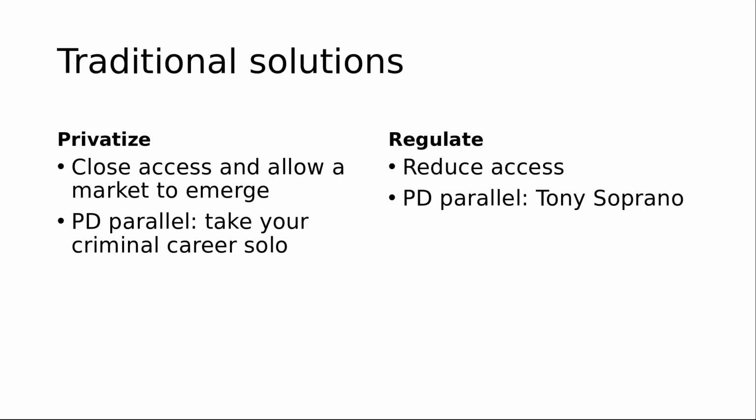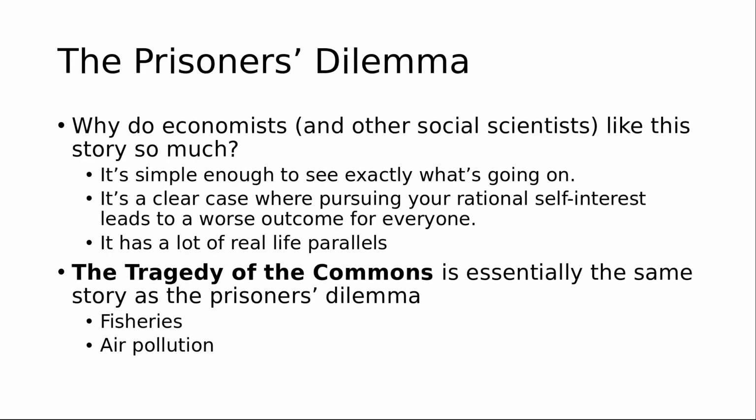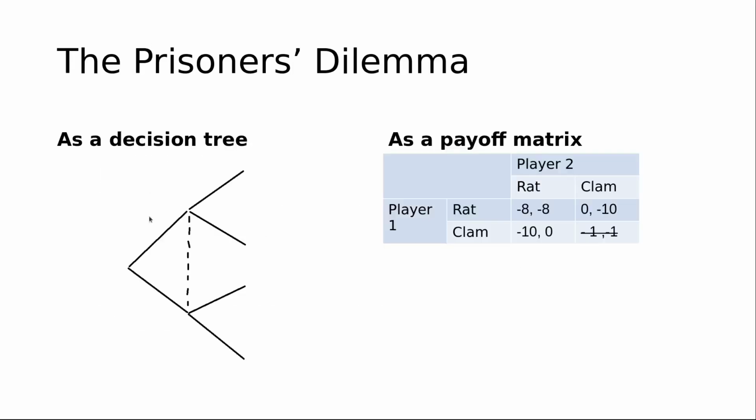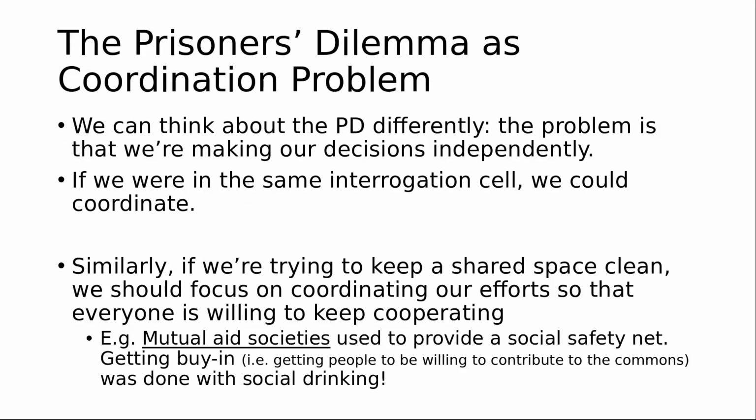Now, another way we can think about what's going on with these prisoner's dilemma type problems is as a situation where we have these incentives leading us to the bad outcome, even though we'd like to be at the good outcome. What we need is to coordinate. So the prisoner's dilemma as a coordination problem is a way of thinking about how do we get people to make the right choice at the right time.